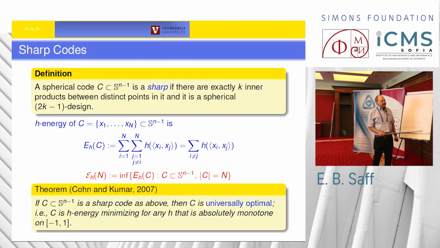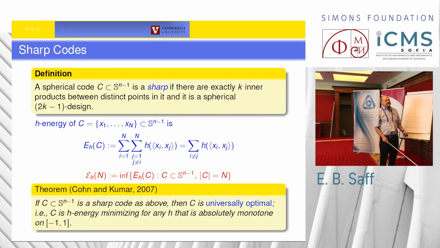And when we deal with energy, so this is the definition of the h energy, where we just sum up the interactions between xi and xj for any n-point configuration. Cohn and Kumar 2007 proved the famous theorem that if you take a sharp code, then it's universally optimal with respect to energy. Okay, and that is if you take any h minimizing configuration where h is absolutely monotone, then using that code will give you the minimal possible energy for the whole class.